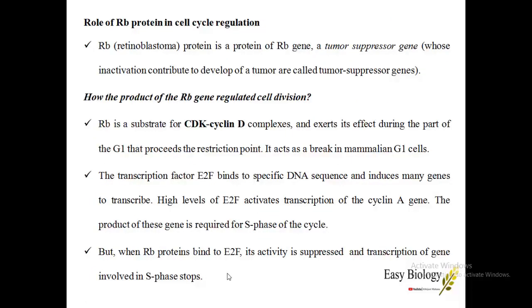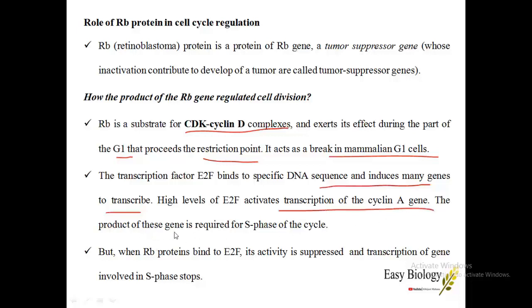Then we will see the role of retinoblastoma protein in cell cycle regulation. It is the protein of the Rb gene. Rb gene means retinoblastoma gene. That is also called a tumor suppressor gene. The question is how the product of the Rb gene regulates cell division. Rb is a substrate for the CDK-cyclin D complex and exerts its effect during the part of G1 that precedes the restriction point. It acts as a brake in mammalian G1 cells. The transcription factor E2F binds to specific DNA sequences and induces many genes to transcribe. High levels of E2F activate transcription of the cyclin A gene.